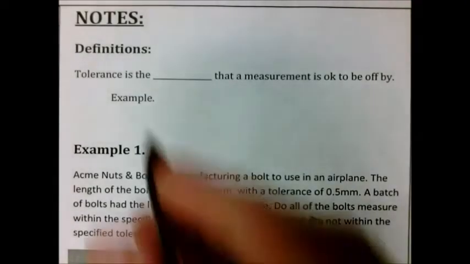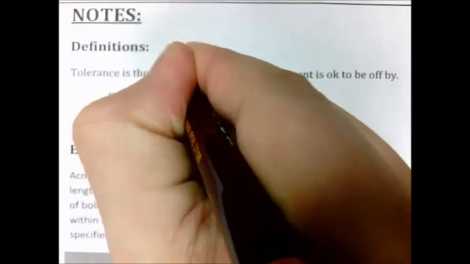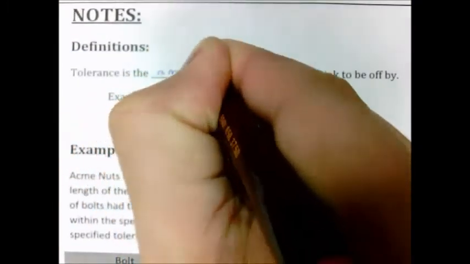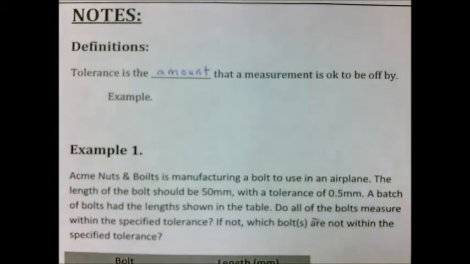Tolerance is the amount that a measurement is okay to be off by. Let's give an example of this. Let's talk about baseball for a second.